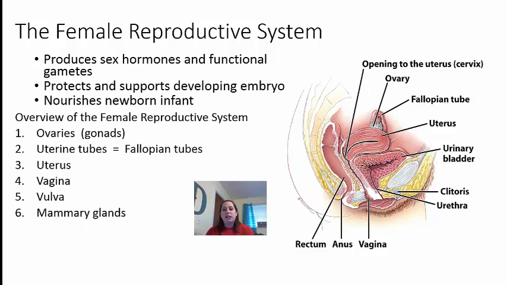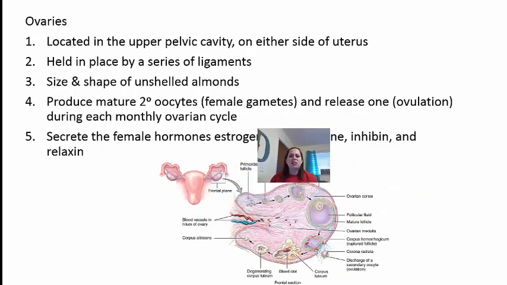Overview of the female reproductive system: we have the ovaries, which again are the gonads. They're the part that's going to produce the gametes. The uterine tubes, which are also known as the fallopian tubes, are also known as the oviducts. We also see the uterus, the vagina. We also see the vulva and the mammary glands. So let's start with the ovaries first.